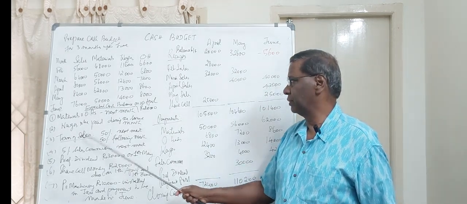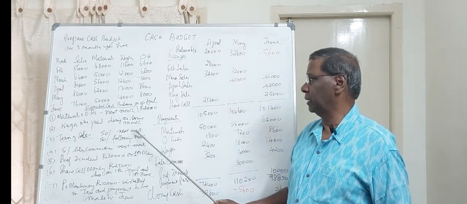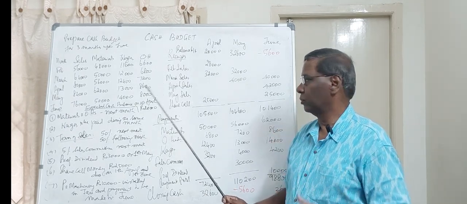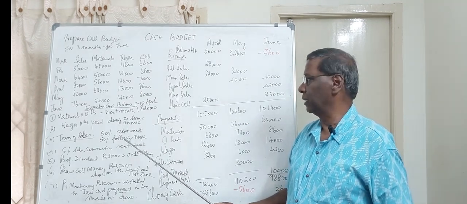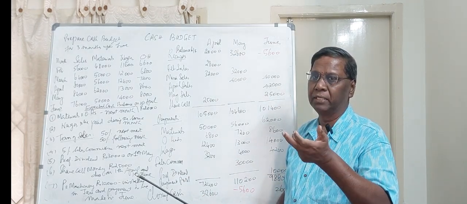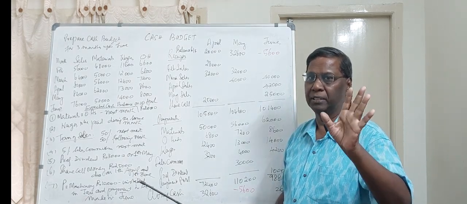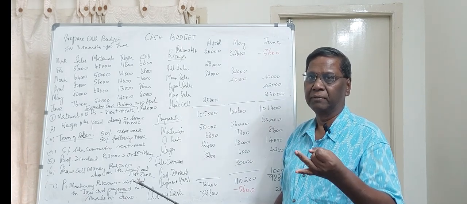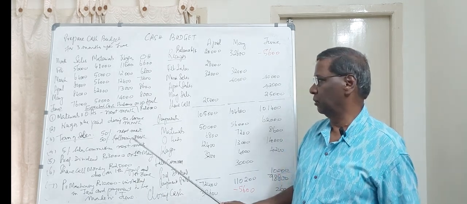Then the terms of sales, how the receipts will come. Nothing will come in the same month of sale. 50% will come the next month, and after that, the following month, the other 50%. So if you make sales in January, 50% will come in February and another 50% will come in the month of March. This is how it goes.